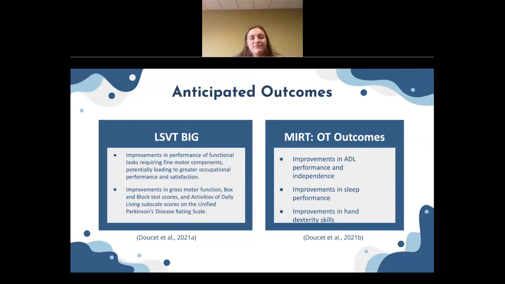Anticipated OT-based outcomes for multidisciplinary intensive rehabilitation treatment, as discussed in Doucet et al. 2021B, include improvements in ADL performance and independence, improvements in sleep performance, and improvements in hand dexterity skills. The majority of assessments and measures used in the study were the PDQ-39 and the UPDRS.